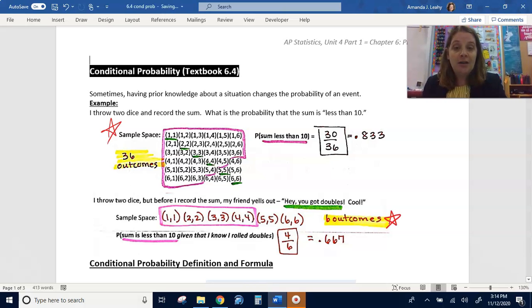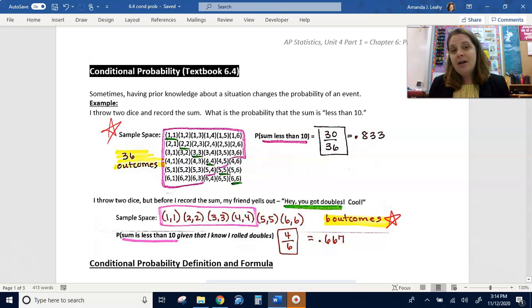Now I know I'm just talking about the doubles, 1,1, 2,2, 3,3, 4,4, 5,5, and 6,6. And so of those, there are 4 possibilities that are less than 10. So my probability now of getting a sum less than 10, given that I know I rolled doubles, is 4 out of 6, or 0.667. So the probability has actually changed because I know something.